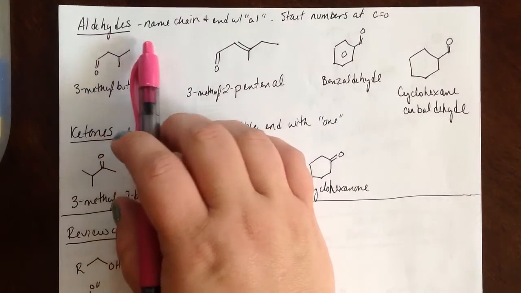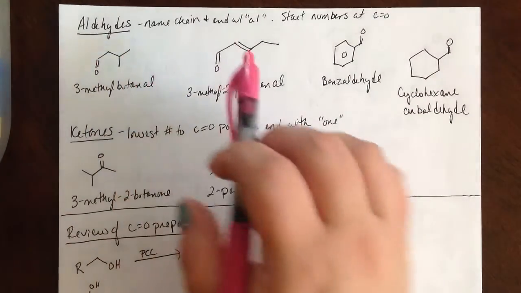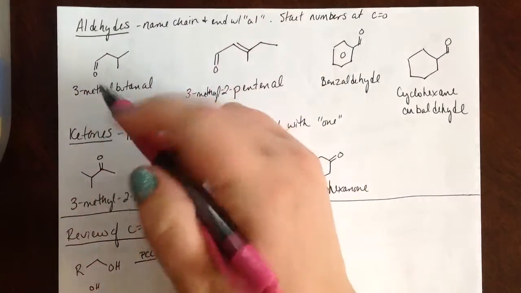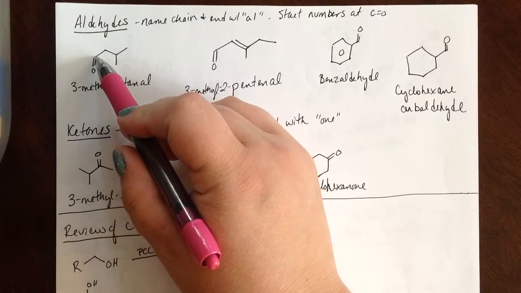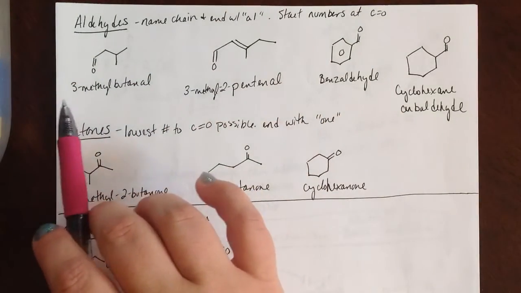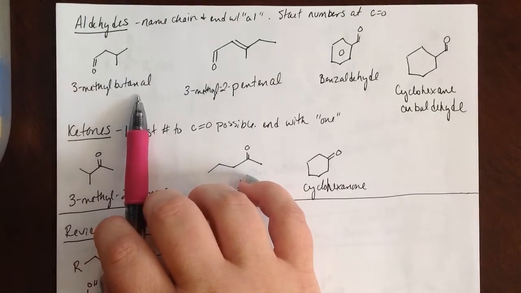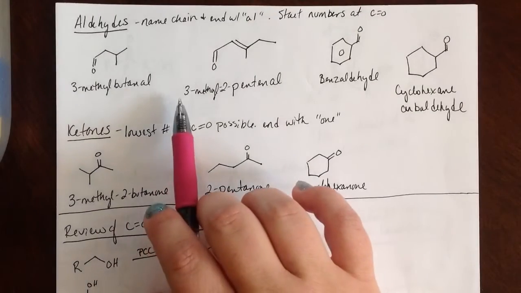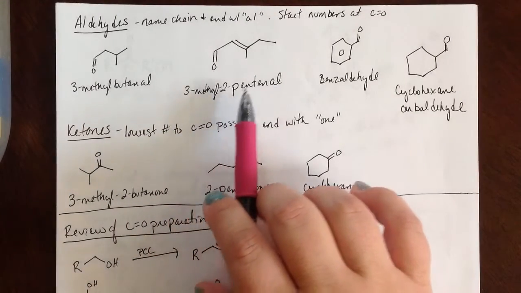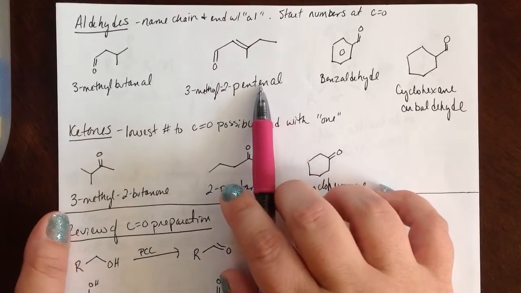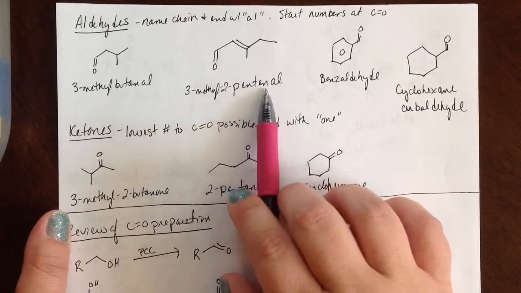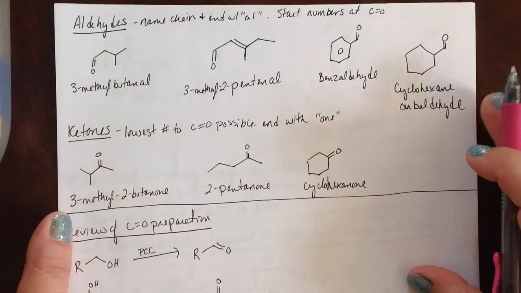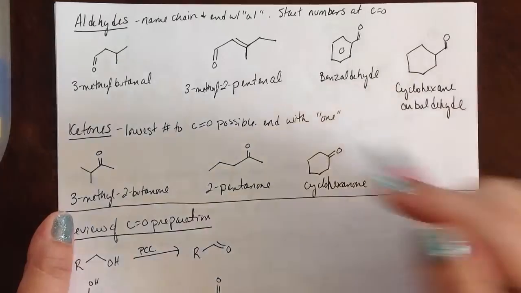We just name the main chain, remove the E, and replace it with an -al. So this we do start numbering, I'm sorry, with the carbon that's in the carbonyl here. So this becomes 3-methylbutanal. It's understood that the aldehyde is at position 1. This would be 3-methyl-2-pentenal. And what that's actually saying is that this is an ene. And my apologies, which should this be? It is not a cis or a trans. It is an E.